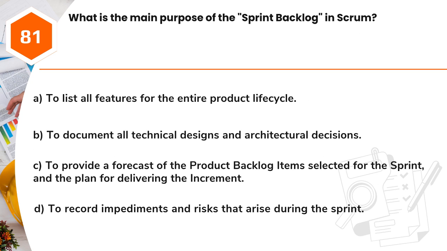Question 81. What is the main purpose of the sprint backlog in Scrum? A. To list all features for the entire product lifecycle. B. To document all technical designs and architectural decisions. C. To provide a forecast of the product backlog items selected for the sprint, and the plan for delivering the increment. D. To record impediments and risks that arise during the sprint.